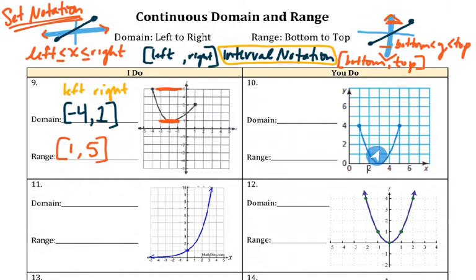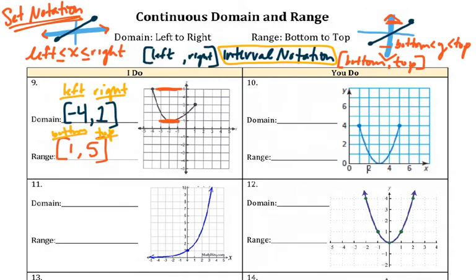So try that exact same idea with number 10. Left number to right number. Bottom number, the bottom of this is 0. Bottom number to top. Okay, so domain is left to right. Range is just the bottom number to the top number. Very easy.